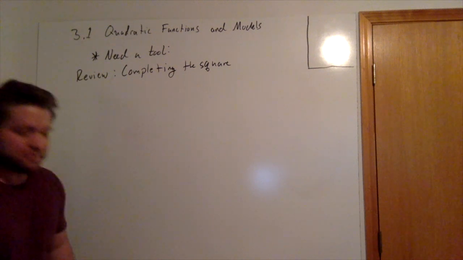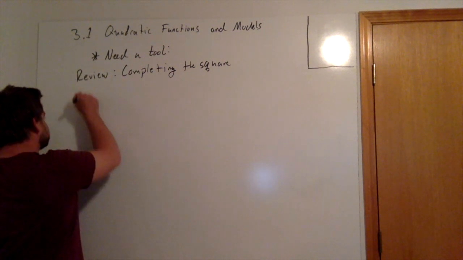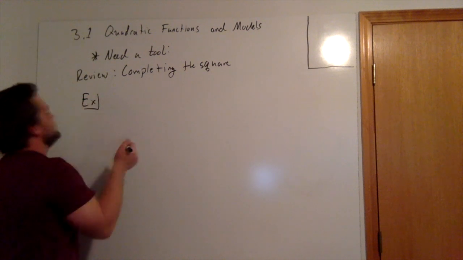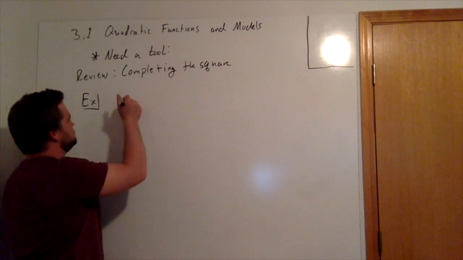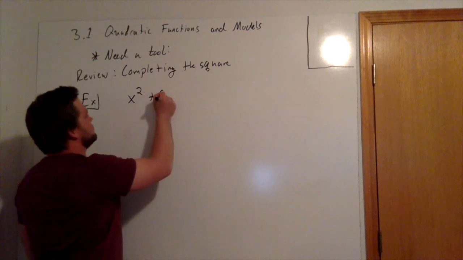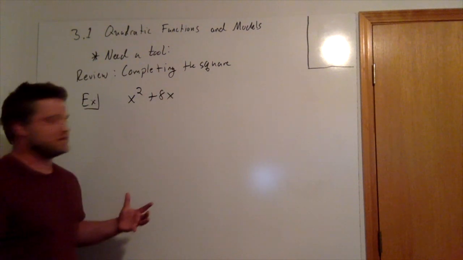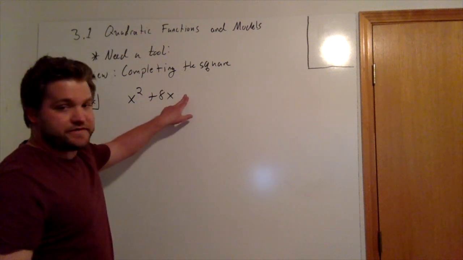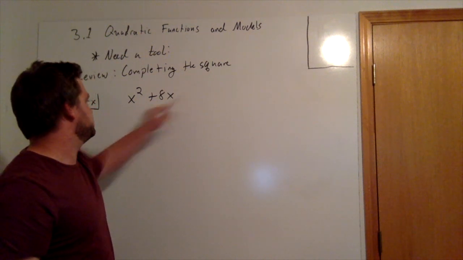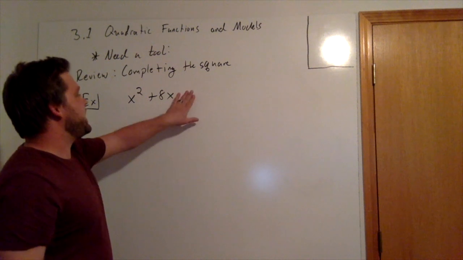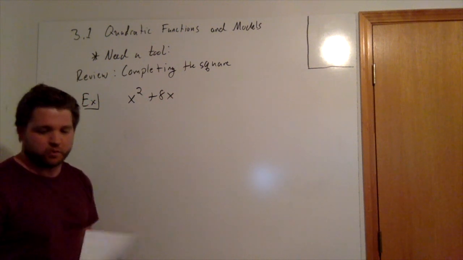So let's go ahead and begin. Let's just start with an example. When we're completing the square, we'll have something of the form x squared plus 8x. And our main goal here is we would like to add something to this. I guess this would be a binomial. We want to add something so it factors into a perfect square.